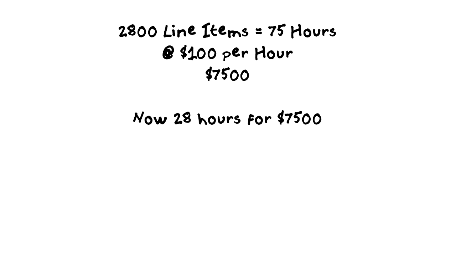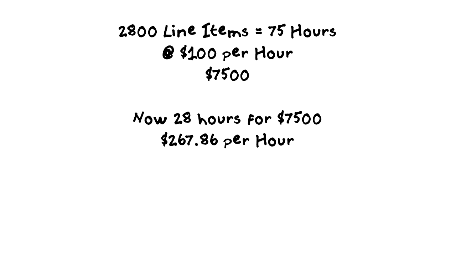So let's take a look at that. They said between 60 and 90 hours. Let's split it down the middle, say 75 hours. 2,800 line items is 75 hours. If it's at $100 an hour as a charge-out rate, it's $7,500 for just that portion of the work. So if we're doing it in 28 hours, there's no reason why you don't charge out that amount, because it's worth $7,500 to the client.